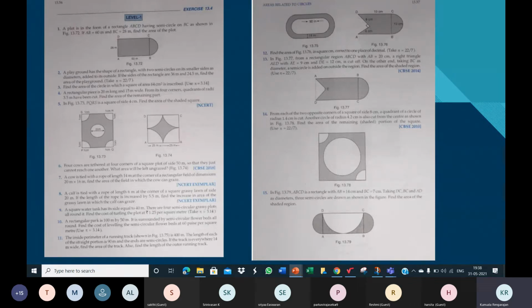What's the value of capital R then? 49. 35 plus 14, because the width of the track is given to us. The width is 14. So when the inner radius is 35, the outer radius will be the inner radius 35 plus the width 14. 35 plus 14 will be the value of capital R. Yeah, now you have all the values. Find the area of the track and the length of the outer running track.